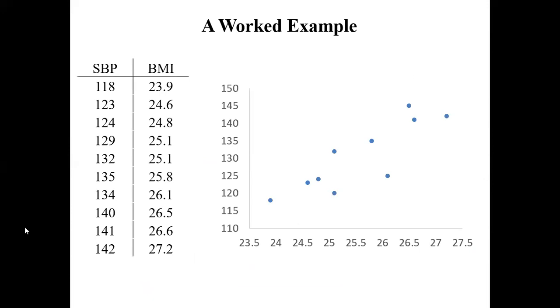Example. This is the data I have, BP and BMI. First step, scatter plot. So now what do you see the pattern here? The higher the BMI, the higher the BP. So this is a positive pattern here. Next.